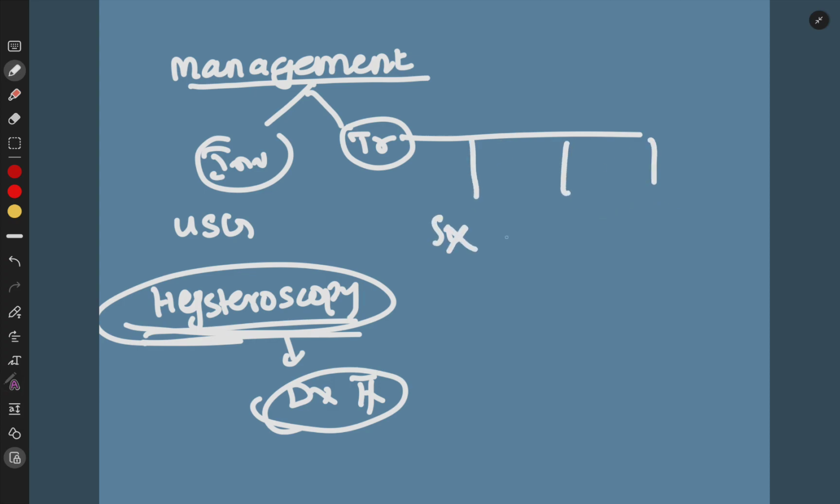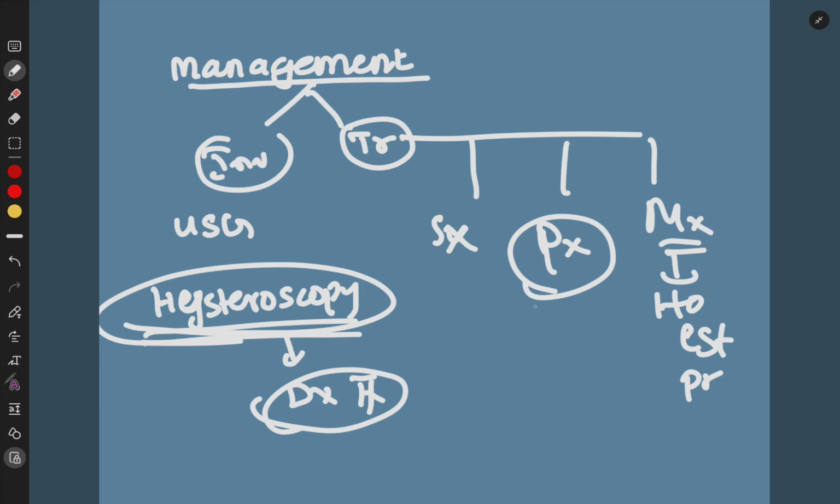In treatment, there are three types: one is surgical, another is physical, and the third is medical. In medical treatment, we give hormones like estrogen and progesterone. In physical treatment, we give a pediatric Foley catheter. We insert it in the uterine cavity, and forced water is spilled in so that the cavity is cleared of the adhesions.